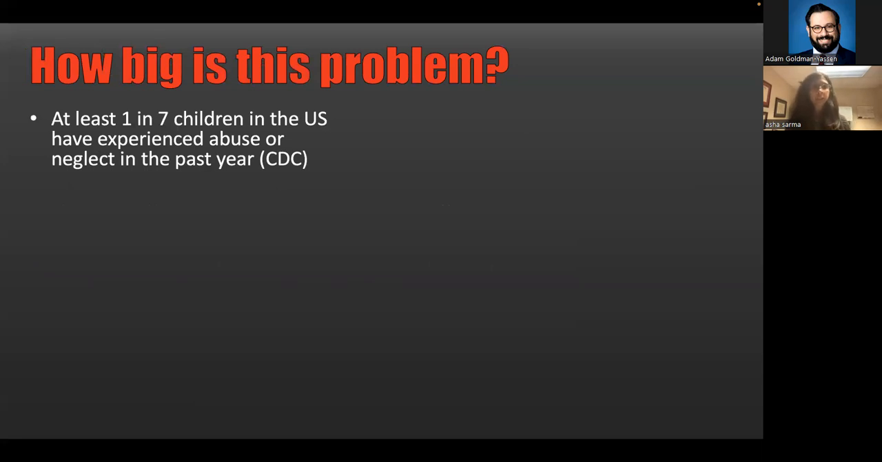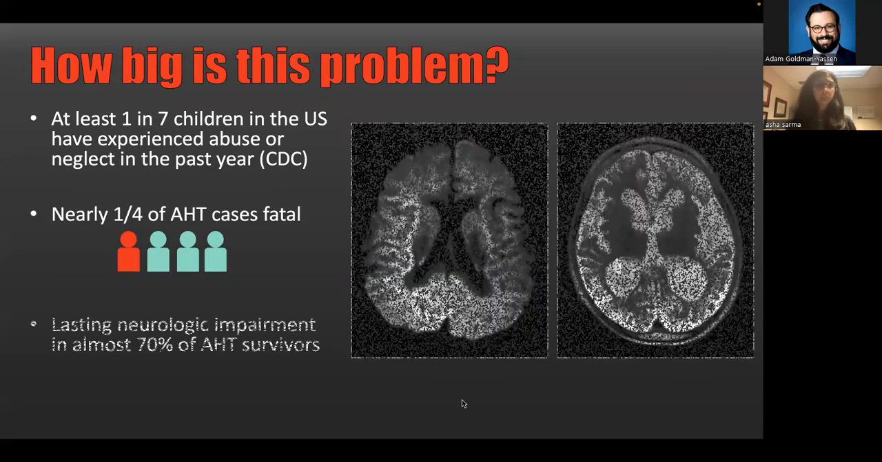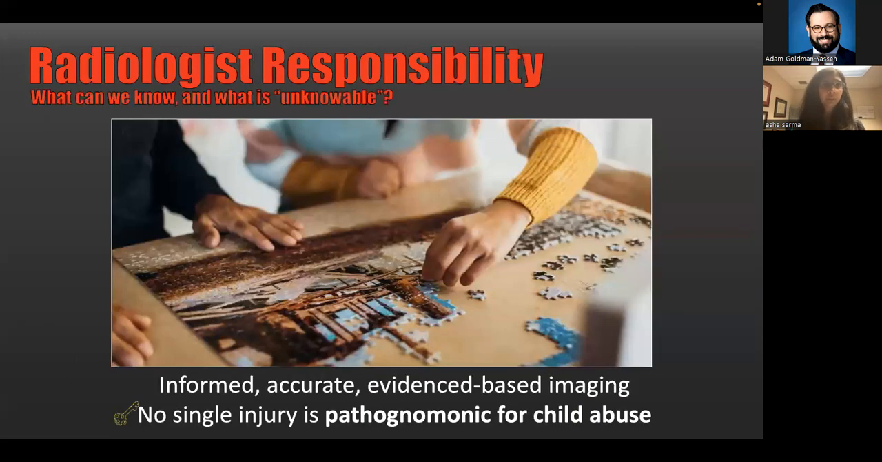So how big is this problem? At least 1 in 7 children in the US have experienced abuse or neglect in the past year. Nearly a quarter of abusive head trauma cases are fatal. You can see this is a case with some severe parenchymal injury and the long-term sequelae of that with all of the volume loss. Lasting neurologic impairment is seen in almost 70% of abusive head trauma survivors. The lifetime cost of care of one patient can exceed $8 million. So it's a big problem.